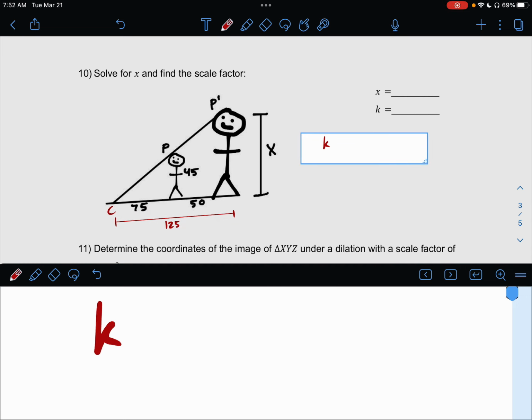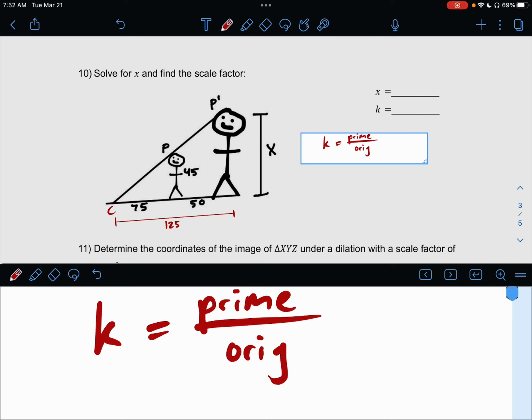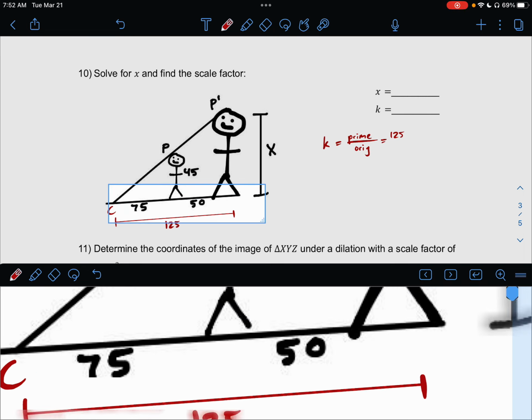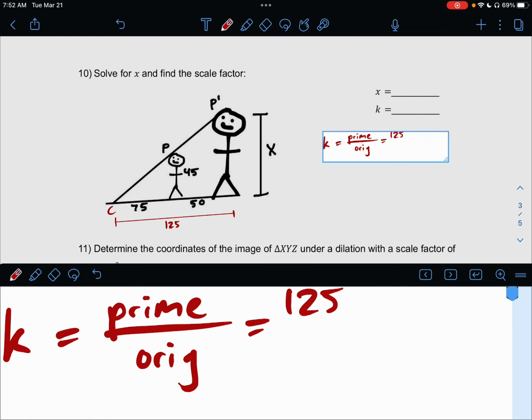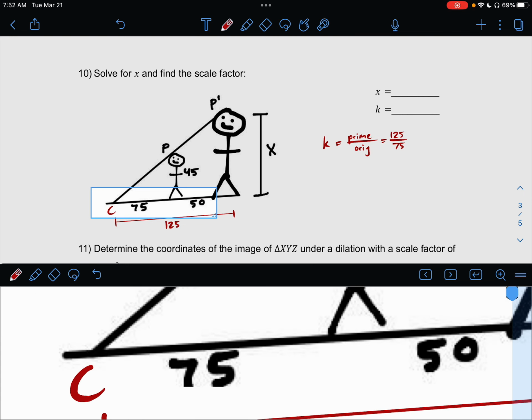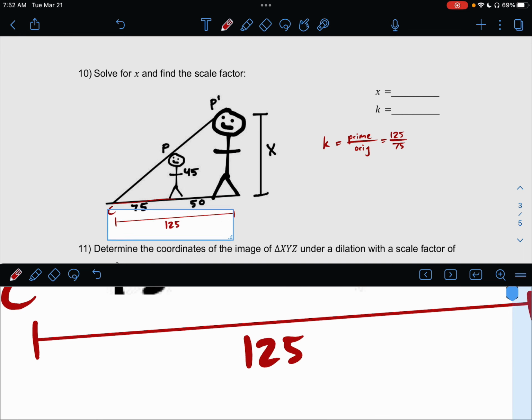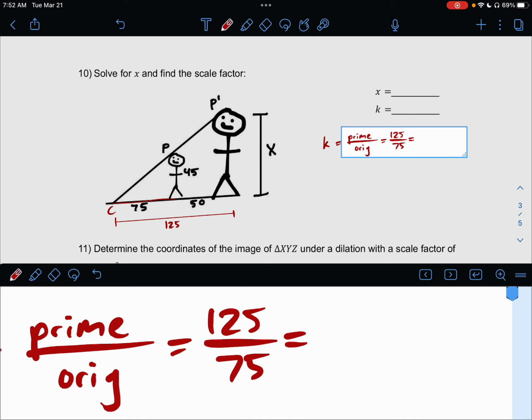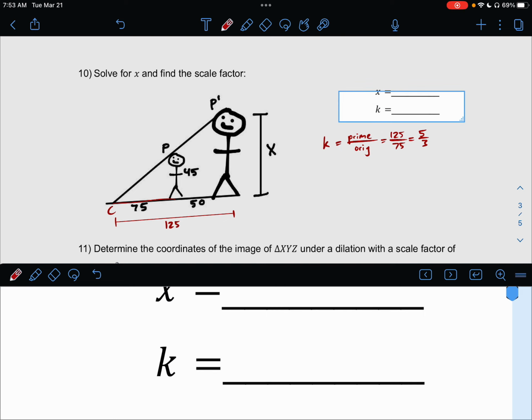So K is our scale factor, and that's going to equal prime over original. The distance to the prime is 125. The distance to the original, to P, is 75. So it's 125 over 75. Now I'm going to simplify this fraction if I can. These are both divisible by 5, and more specifically, both divisible by 25. So I can divide both by 25, and this reduces down to 5/3. So K equals 5/3.